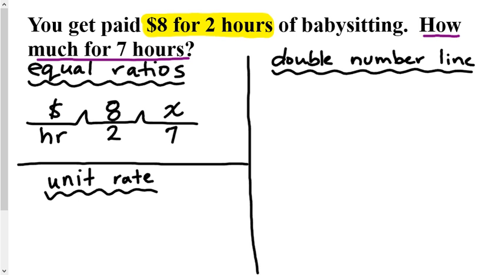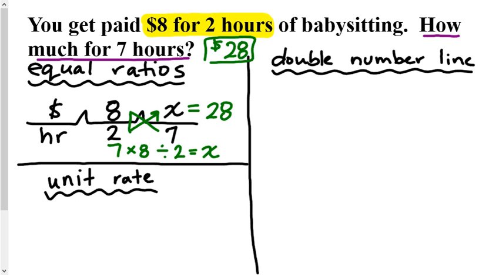Now notice there's no whole number scale factor I can use here because I can't do 2 times any whole number and get 7. That's where it's really important to remember to cross multiply and then divide. So I would do 7 times 8, which is 56, and then divide by 2 to get x. And when I do that, my missing number is going to be 28. So my answer is I would get paid $28.